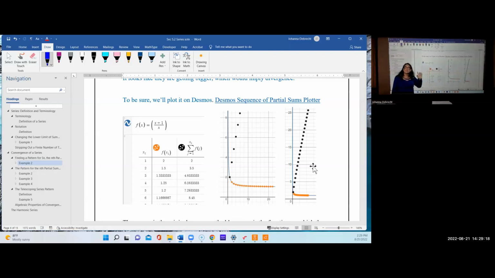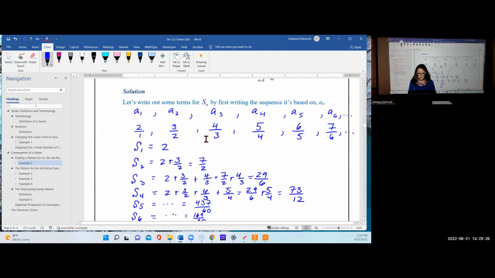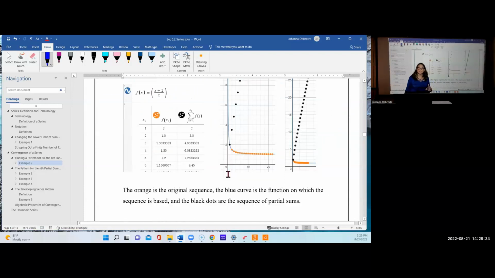The one in orange is the original sequence a sub n. So that is the list of numbers that we see up here: 2, 3 halves, 4 thirds, 5 fourths, 6 fifths, 7 sixths. Now that sequence of values appears to be approaching the value of 1, and in fact it does. And you can see that the discrete orange dots are getting very, very close to the horizontal asymptote y equals 1. As they get closer and closer to 1, we would say that this sequence converges to 1.